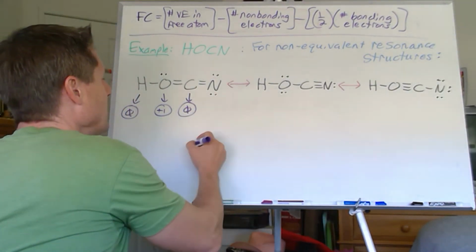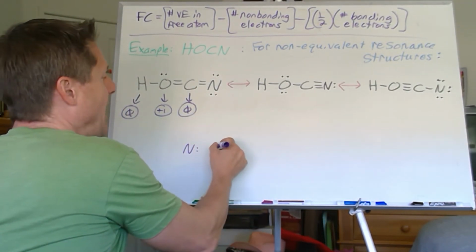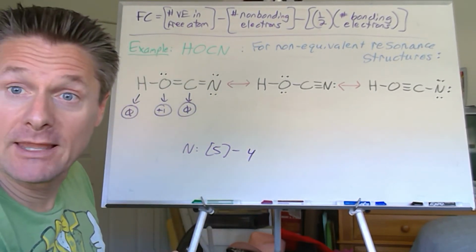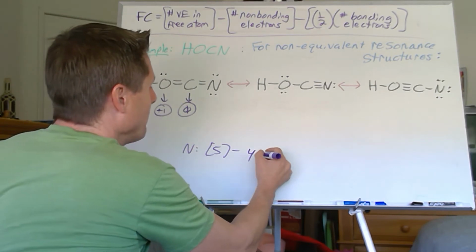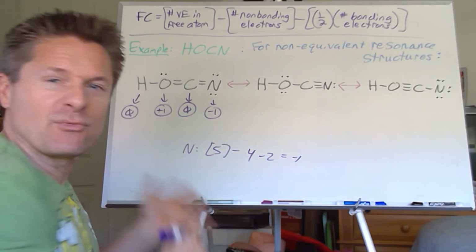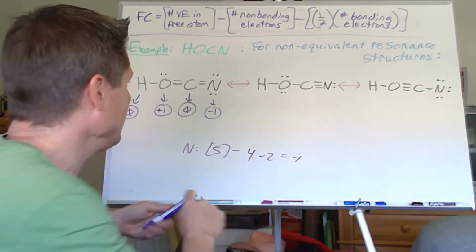Let's look at the nitrogen. So the nitrogen will be 5 in the free state minus 4 of the non-bonding electrons. And then half of 4 is 2. So that'll be a -1. So it wants 3, but it has 2, so it's kind of missing a bond.